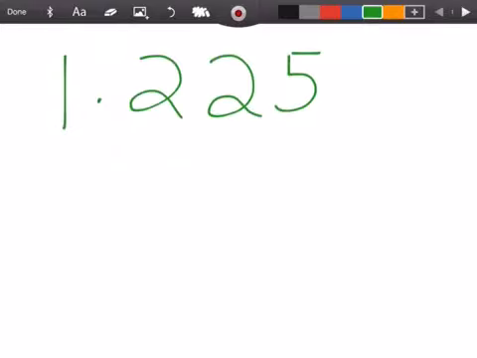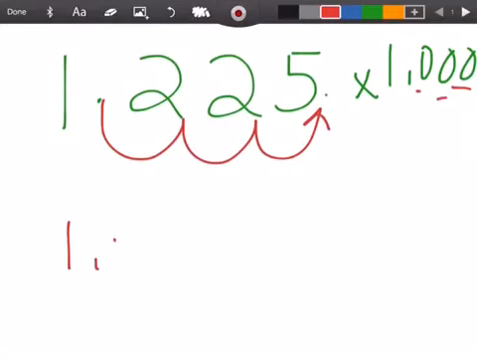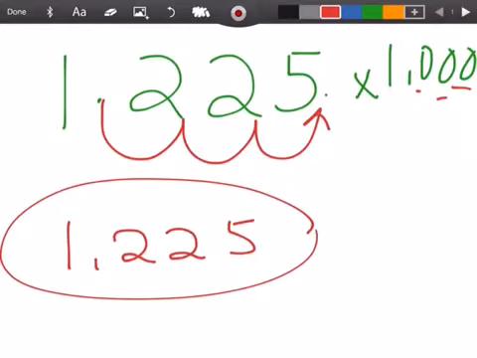Here's another one. We have 3 zeros. 1, 2, 3. 1,225.